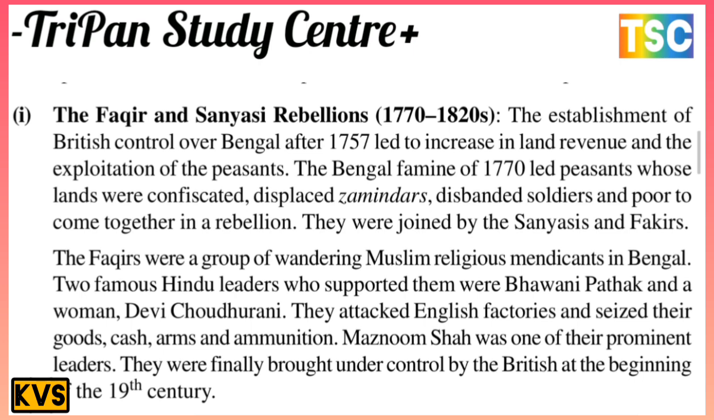The Bengal famine of 1770 led to peasants whose lands were confiscated, displaced zamindars, and disbanded soldiers and the poor coming together in a rebellion. They were joined by the sannyasis and fakirs. The fakirs were a group of wandering Muslim religious mendicants in Bengal. Famous Hindu leaders who supported them were Bhavani Pathak and the woman Devi Chaudhurani. They attacked English factories and seized goods, cash, arms and ammunition. Majnum Shah was one of their prominent leaders, and they were finally brought under control by the British at the beginning of the 19th century.